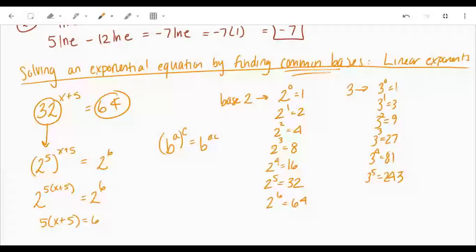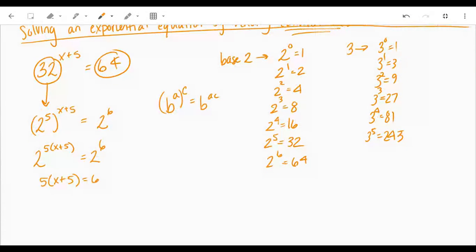Okay, so we can simplify that now. 5x plus 25 is 6, which makes 5x negative 19. So x is negative 19 over 5. Okay, I can find another one.